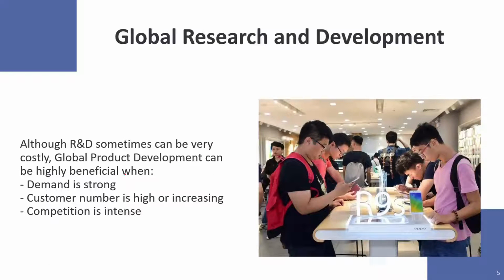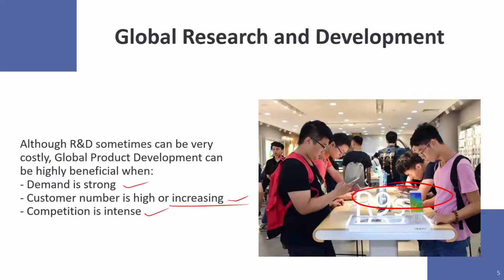However, it can also be very beneficial when the demand is strong, the customer number is high or increasing, and the competition is intense. For example, in the smartphone industry, we know the demand keeps increasing day by day, and we also know the customer number keeps increasing, because even kids now want to have their own smartphones. Even when they haven't reached adult age, they want their own smartphone, and usually parents just buy them easily.